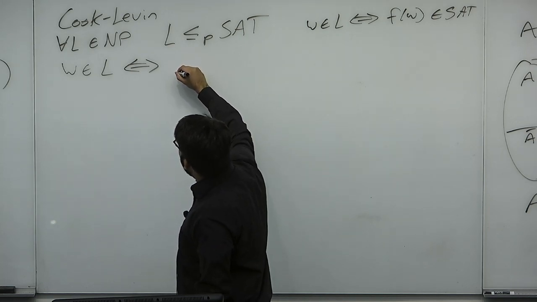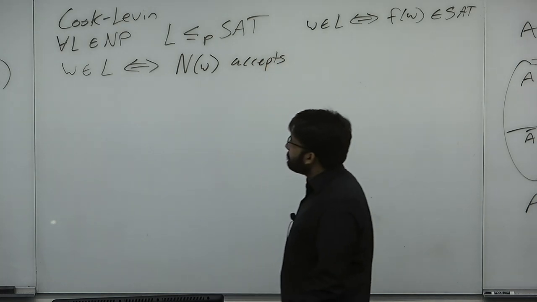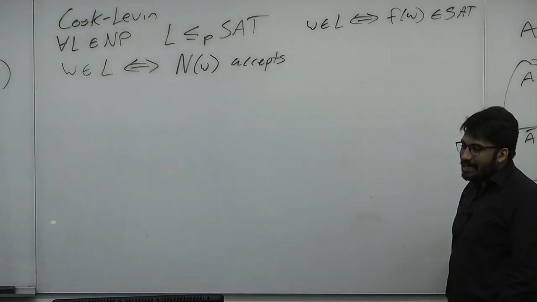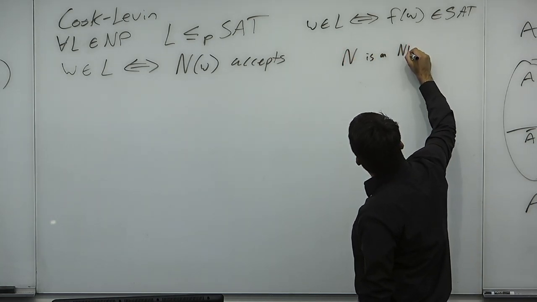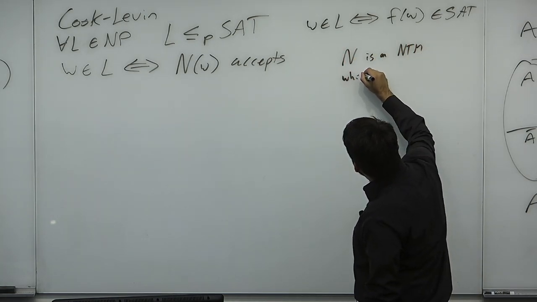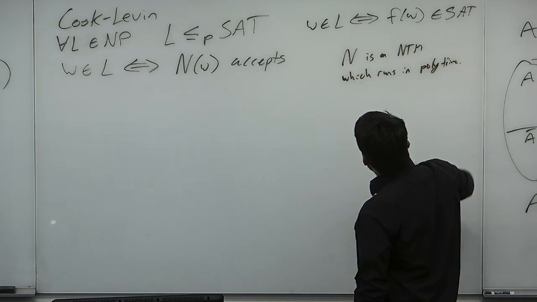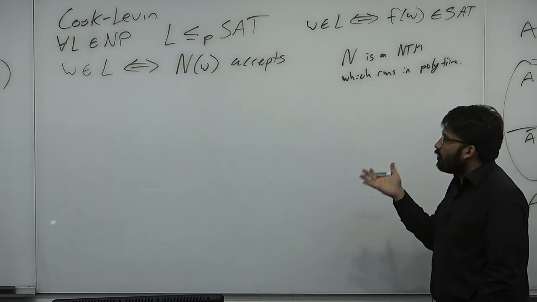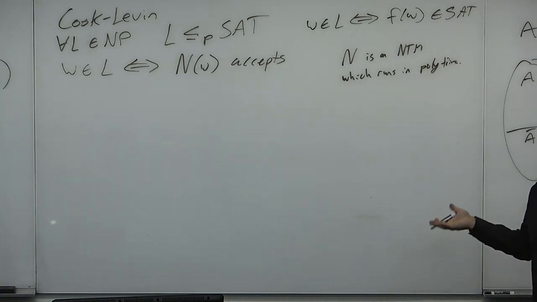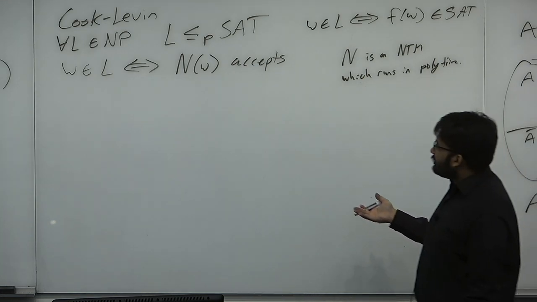If there exists a non-deterministic machine N such that N on W accepts. Now, N is a non-deterministic polynomial time machine. N is an NTM, which runs in poly time. So what we can do is actually convert. We're not going to convert the language into a thing. What we're going to actually do is create a formula to simulate the machine in some sense. That is going to be sort of interesting.